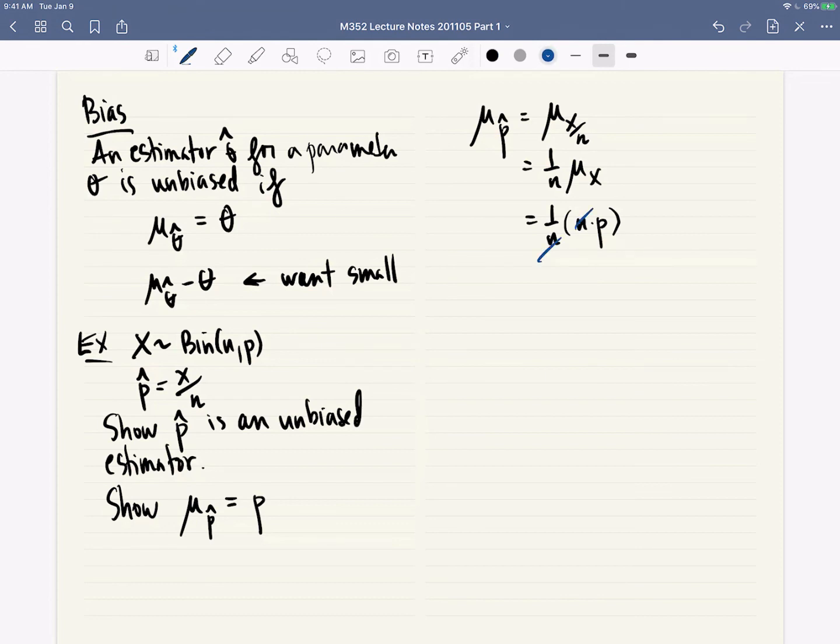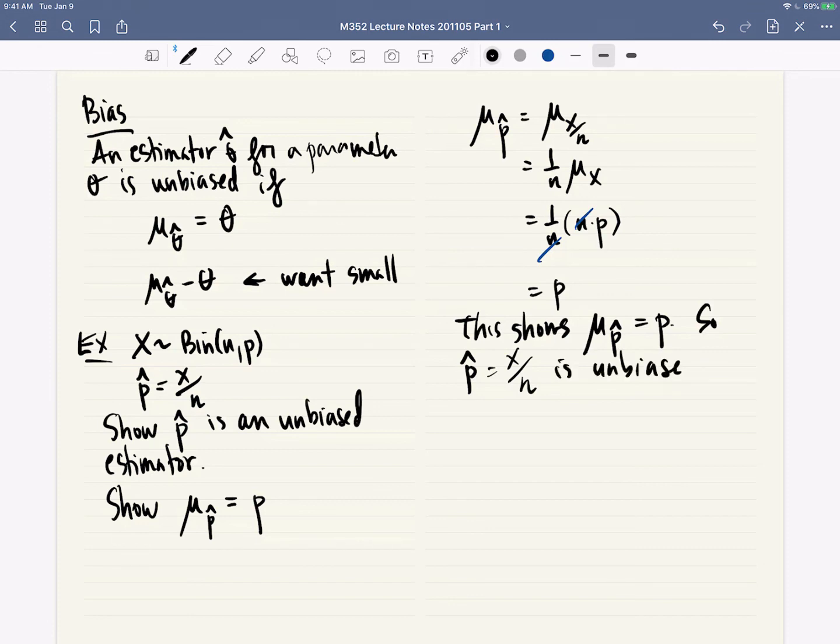So here you see those n's cancel, and we're left with p. And this is exactly what we wanted to show. This shows the mean of our estimator equals our parameter. So the estimator for a population proportion, x over n, is unbiased. So that's pretty cool. This is an example of how we talk about bias of an estimator, and here's an example of showing that an estimator is unbiased.